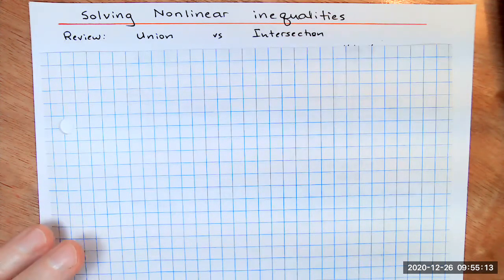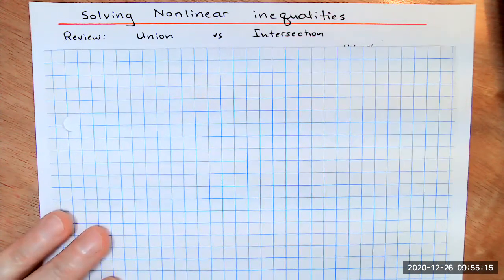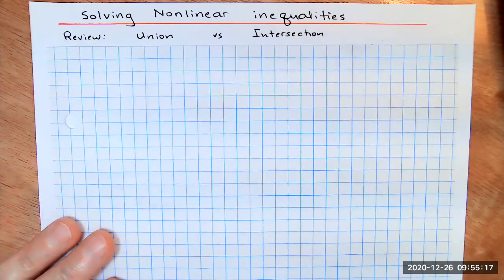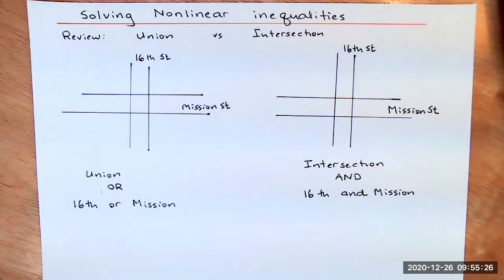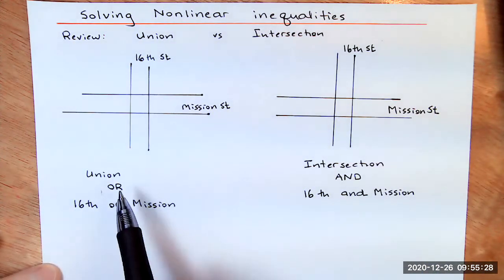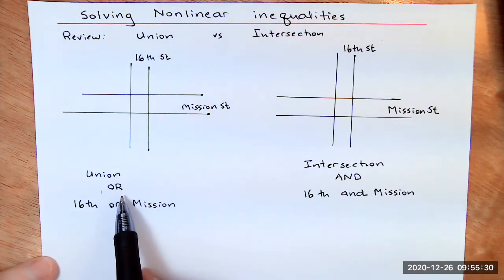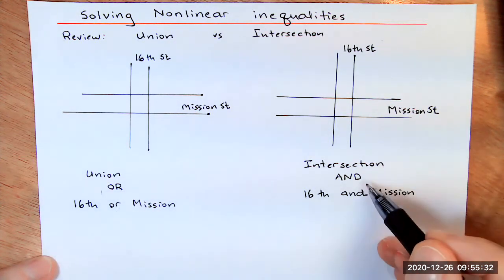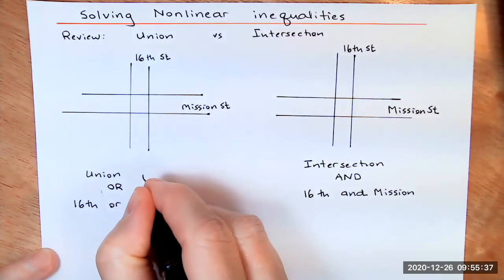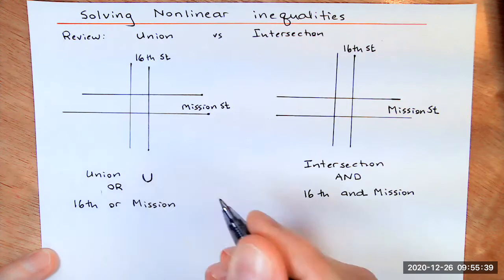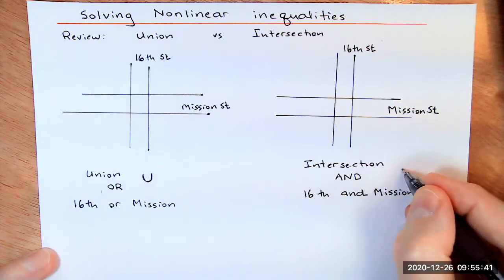All right, now we're going to solve some non-linear inequalities. And before we do that, we need to review the meaning of the word union and the word intersection. So union means or, intersection means and the symbol for union is this symbol, and the symbol for intersection is this symbol.